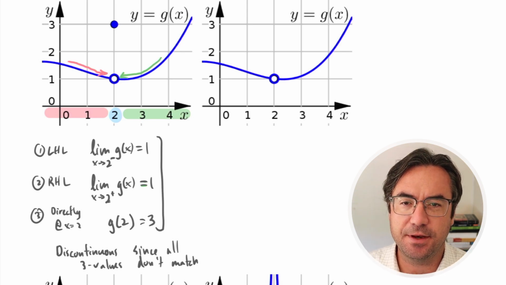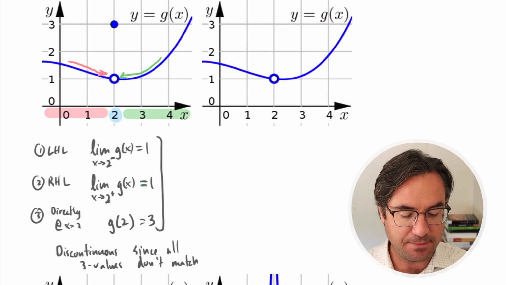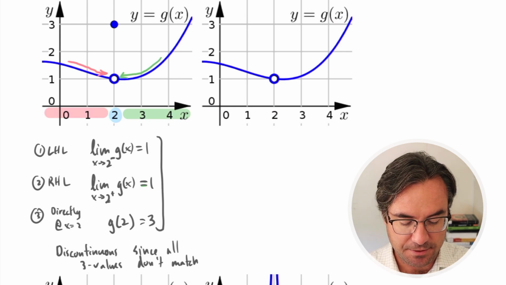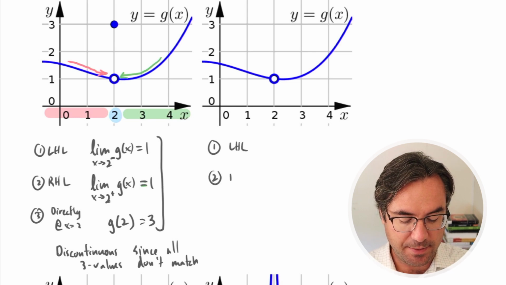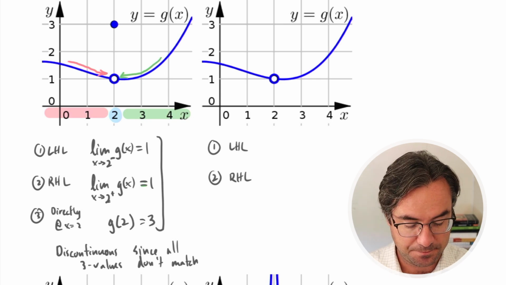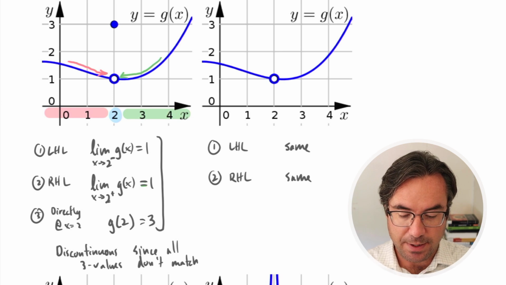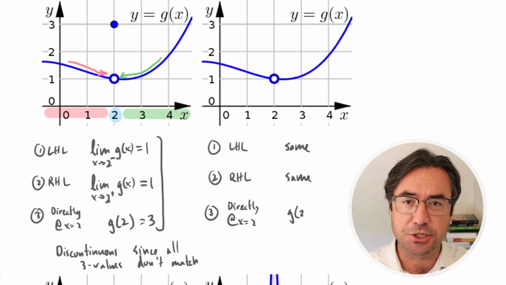Well, let's try the next one. So what's going on in the next one? Similar graph, except now it's missing that point. In this case, the left-hand limit and the right-hand limit are the same as the previous one. So no change there. But now what about our function value? What about what's going on directly at x equals 2? We want to plug 2 into our function. Let's see what we get.